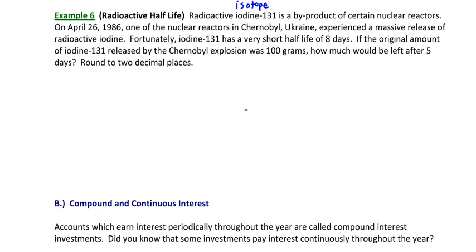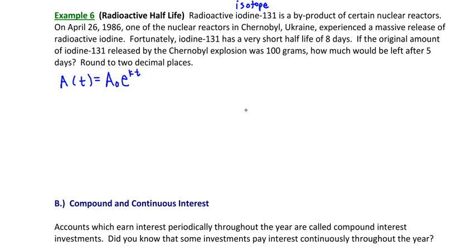All right, radioactive substances decay exponentially. So they are an example of an exponentially decreasing quantity. For that reason, we can model it with our model A of t equals A naught e to the kt.